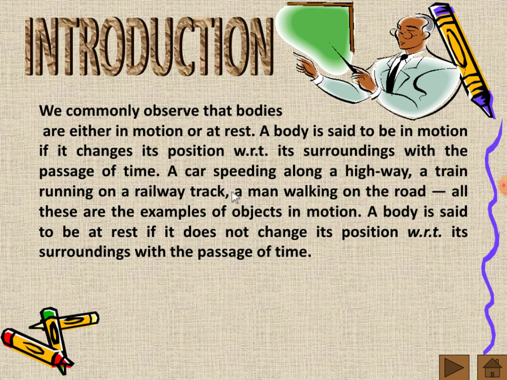Got it? So a car plying on the road, a train moving along a railway track, a man walking on the road, all these are examples of motion. A body is said to be at rest, as I said, if it doesn't change its position with respect to its surrounding with the passage of time. So this "with the passage of time" is also very important.